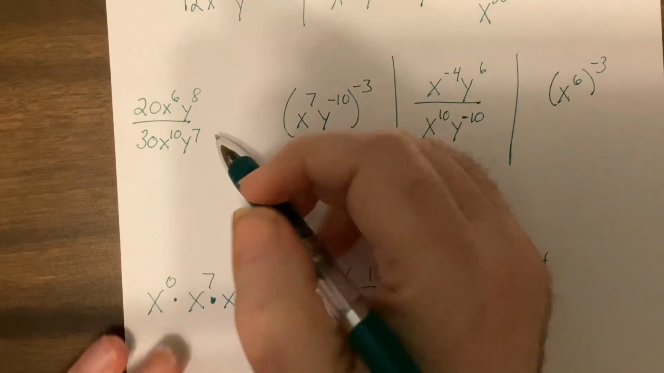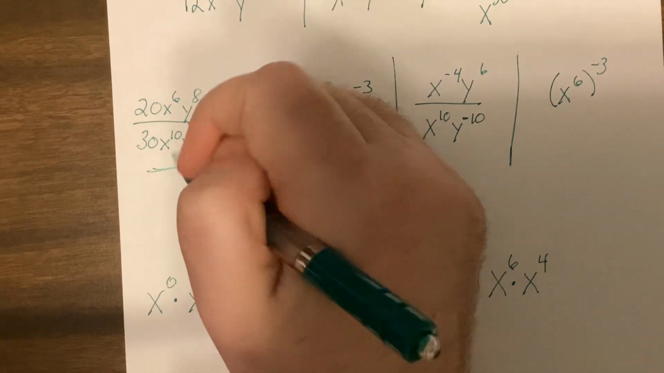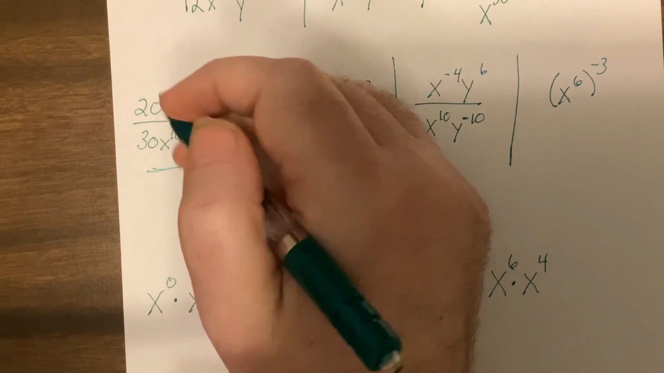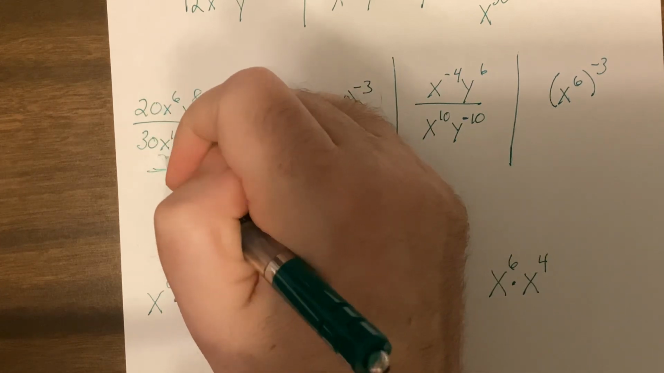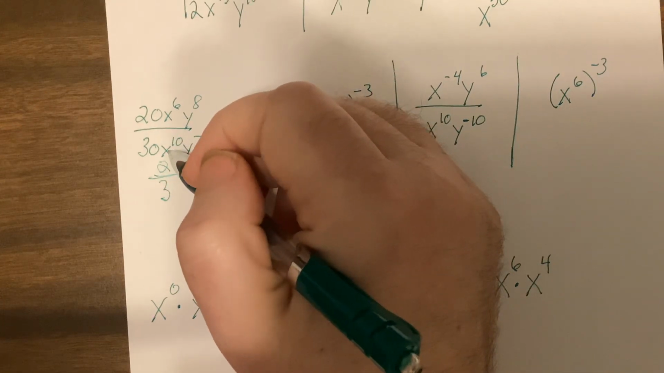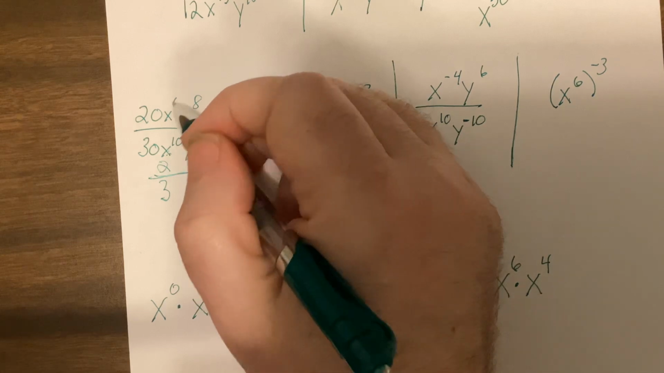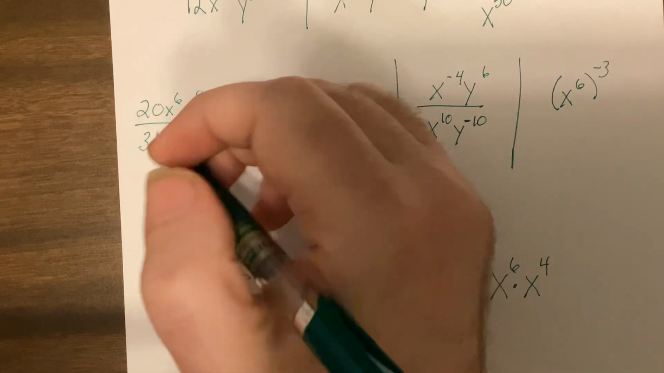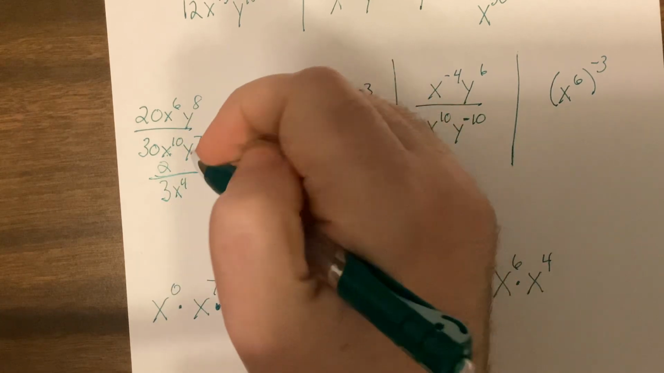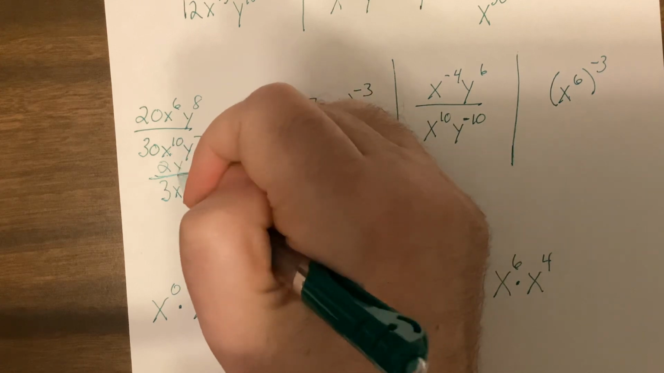Okay, when you're dividing, you reduce the coefficients. So one number goes into 20 and 30, and that's 10. And when you divide two things with the same base, you subtract the powers. So 6 of these cancel 6 of these, so it'd be 4 of them left over. 7 of these cancel 7 of these, you'd still have a y left over.